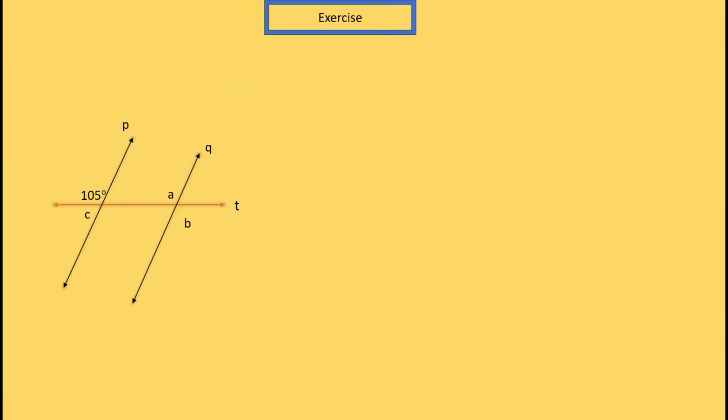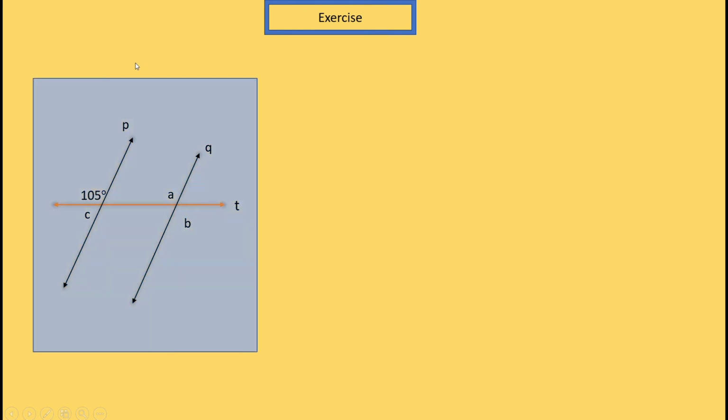Now let us consider the third example. Here the two parallel lines are indicated, P and Q, and line T is transversal, and three different angles are indicated there, 105 degree angle, A, B and C. And what is our question? Observe the figure and find the values of A, B and C.